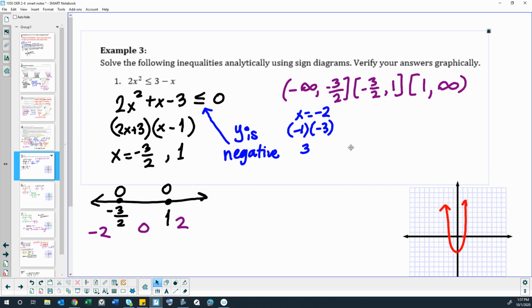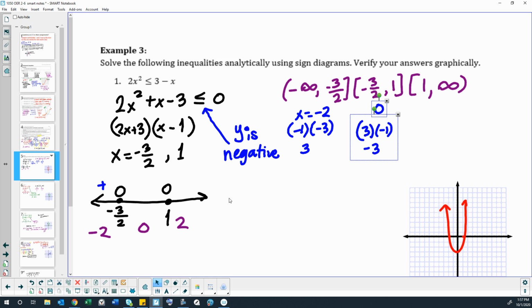Okay, so we take our test value of negative 2, we plug it in here. Negative 2 times 2 is negative 4, minus 3 is negative 1. And then negative 2 minus 1 is negative 3. And then negative 1 times negative 3 is positive 3. So that gives us a positive value, which is not part of our solution. Okay, let's try our next test value. Oh, yep, we've got our plus listed on our sign diagram.